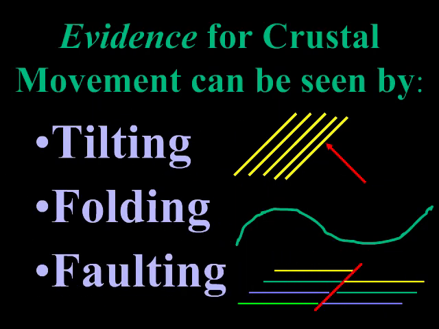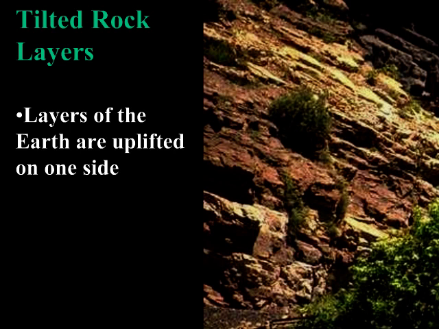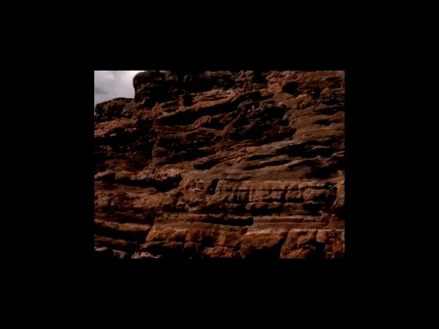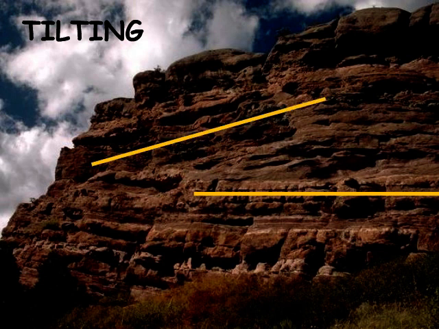Evidence for crustal movement can be seen by tilting, folding, and faulting. Tilted rock layers are where layers of the Earth are uplifted on one side. Okay, so this is a nice picture of an outcrop where you can see that one of the rock layers is tilted on top of the other rock layer, which is flatter.